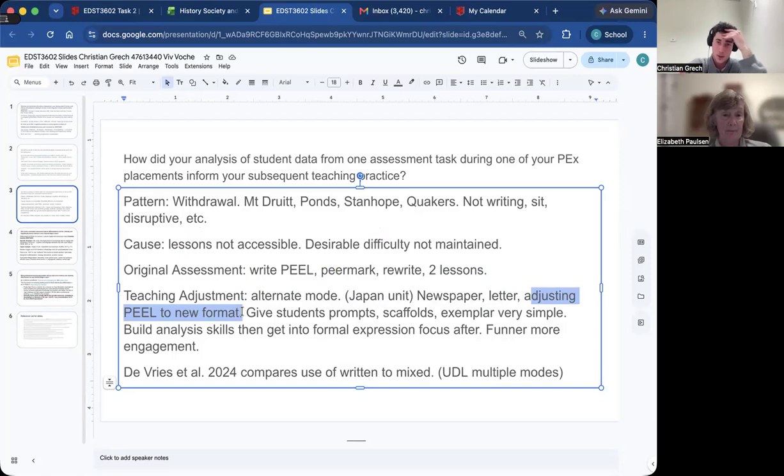So you'll have to make new resources that adjust to that, or at least get them to fill out a combat scaffold, which is context, origin, motive, bias, those sorts of things, and then have that same planning before they write. So at least that way it continues onwards. It builds analysis skills and formal expression. So those are fun and they're alternative modes.